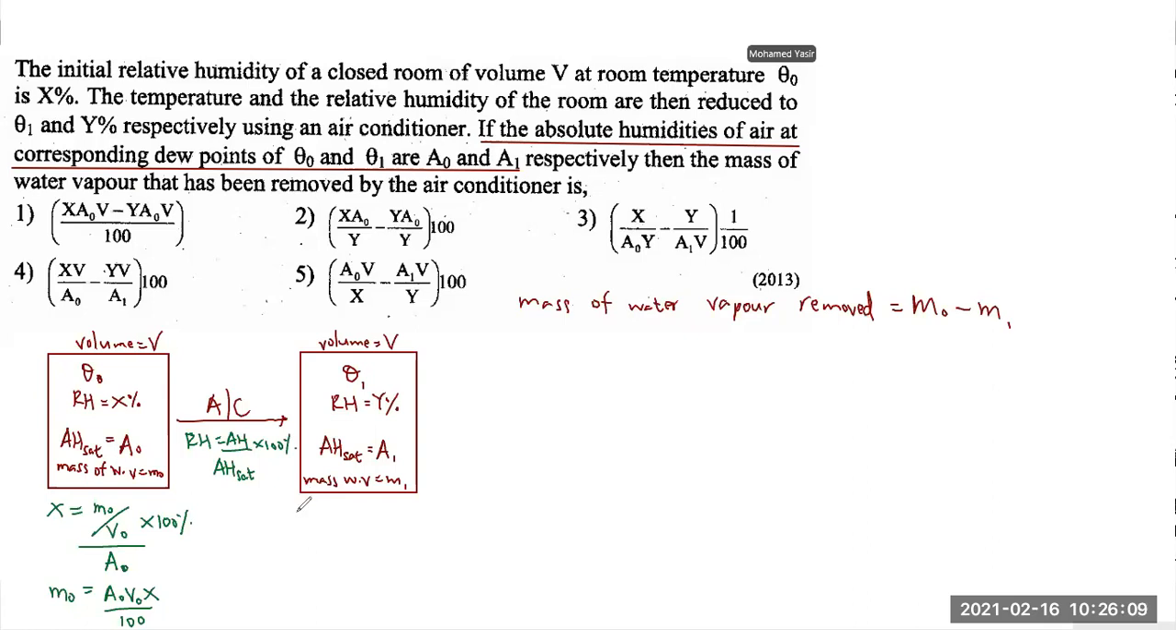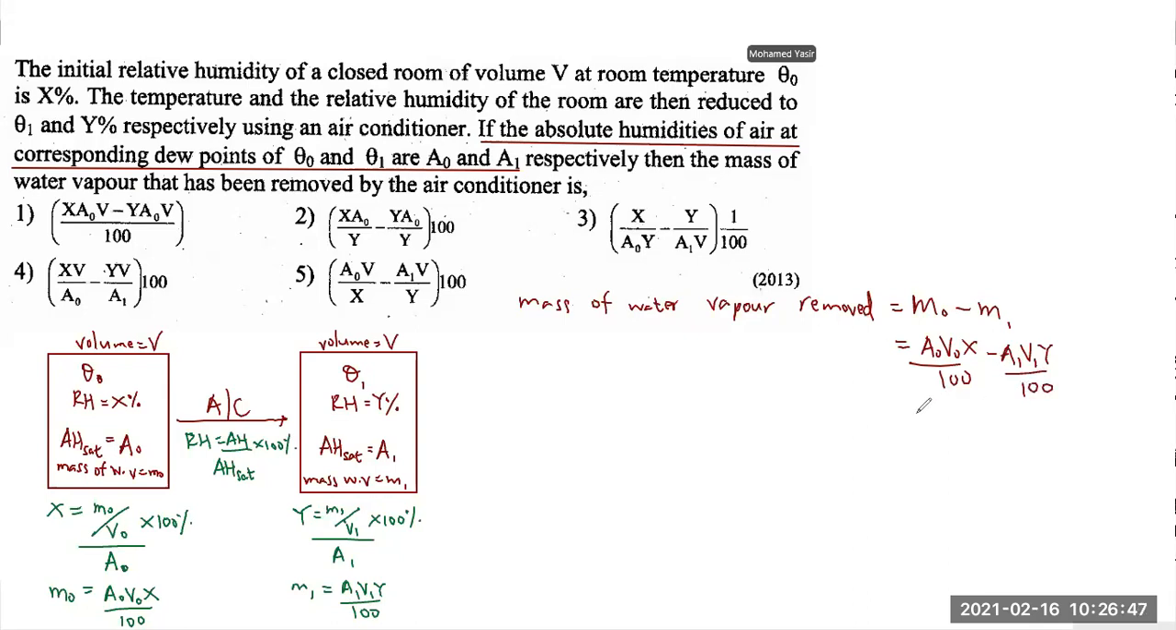If you write the equation for the other one, I don't have to really repeat it. Y is equal to m1 over V1 divided by A1, into 100. A1 and V1 get multiplied and go up, and 100 goes down. Therefore m1 is similar to this: A1 V1 Y over 100. That's all, finished. Then you just substitute the values here. M naught is A naught V naught X over 100, minus m1, which is A1 V1 Y over 100.